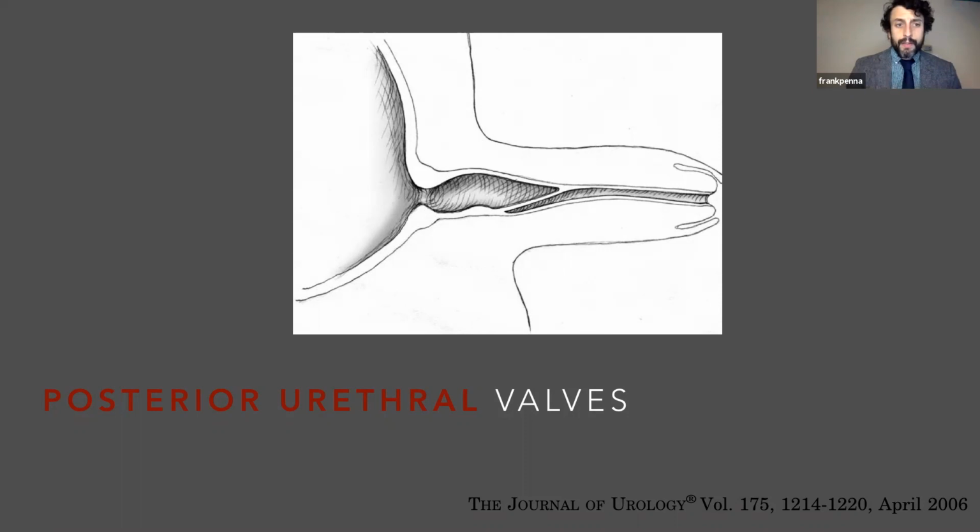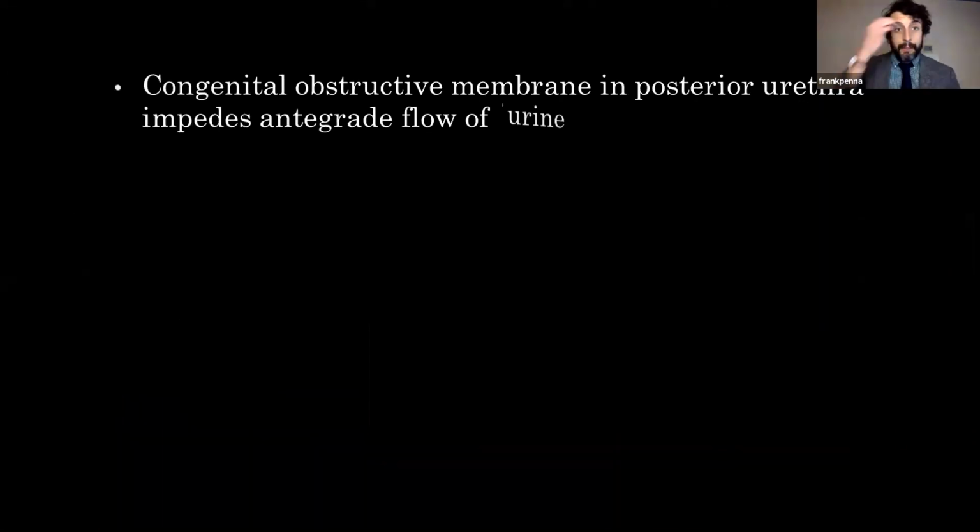So 1 in 5,000, it's basically a piece of tissue, a valve in the posterior aspect of the urethra, which is obstructive in nature. And the obstruction starts in utero. So on prenatal ultrasound, you will see kids with, I'll just define it: congenital obstructive membrane in the posterior urethra, which impedes antegrade flow of urine.